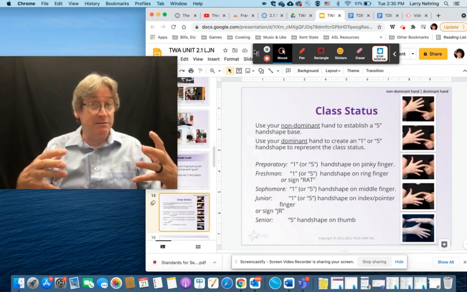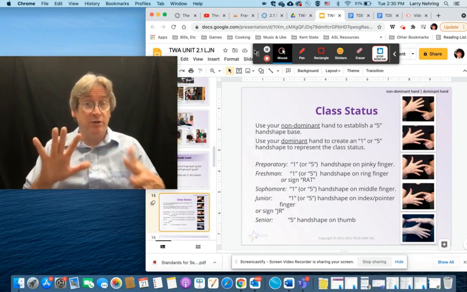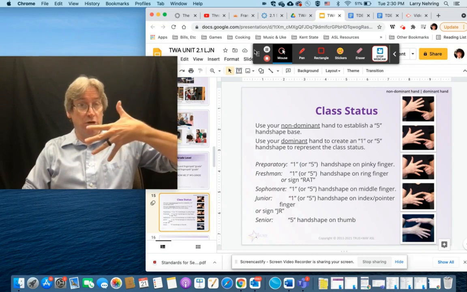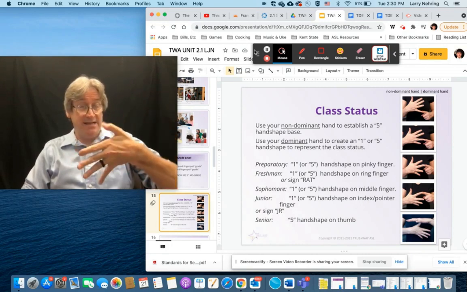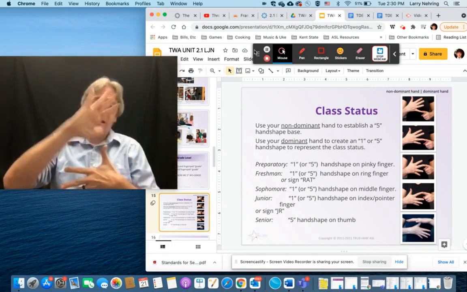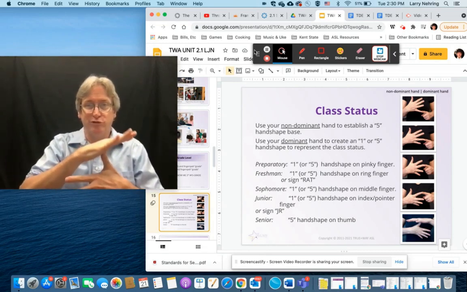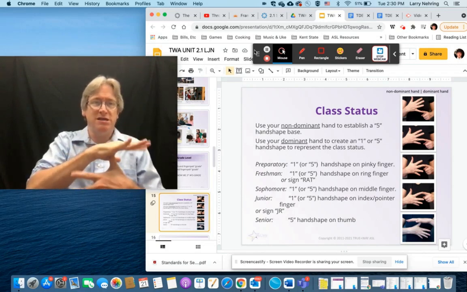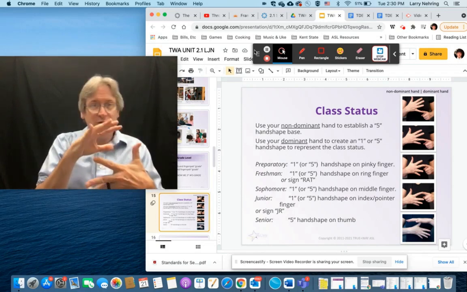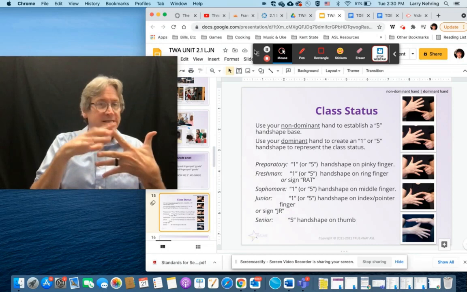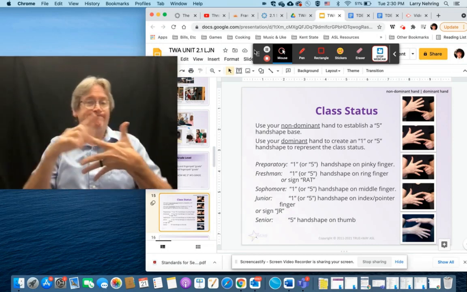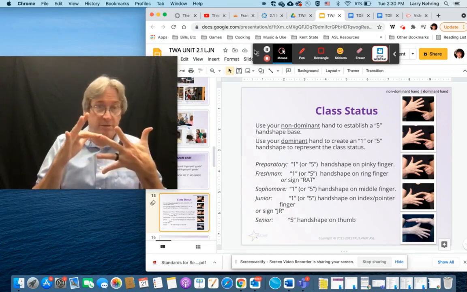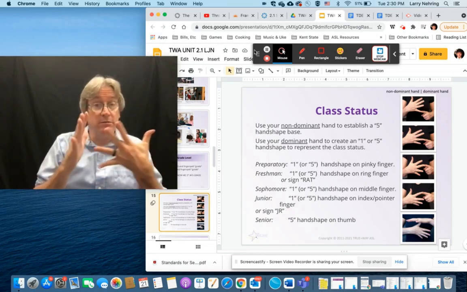So class status, freshman to senior. The easiest way is you're going to do a list. And we're going to start from the thumb as the oldest, the senior. I'm a senior. And we always do it with this. We don't do it with the index finger. It's this. Senior. And then junior, you can do a 5 or a 1. This next one down. Junior. Sophomore. Again, either hand shape. Freshman.